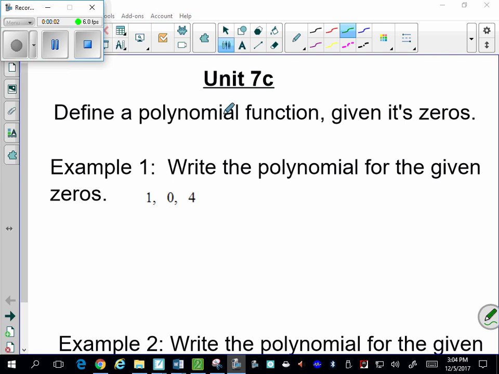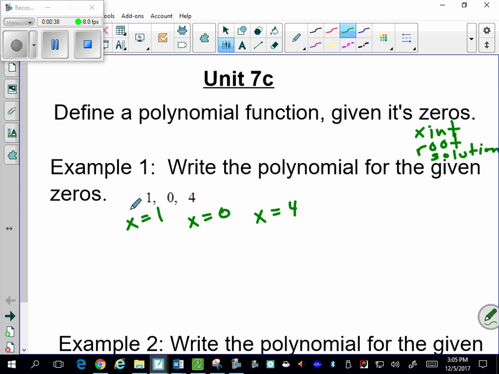So for unit 7c, we need to define a polynomial function given its zeros. A polynomial is just many terms put together, with additions and subtractions in between. And zeros, another name for a zero is an x-intercept, or a root you might have heard of, or a solution. So these are zeros, so those are x-intercepts. So it's like x equals 1, x equals 0, and x equals 4.